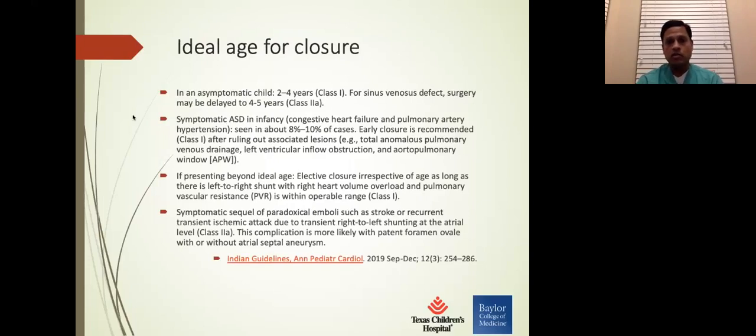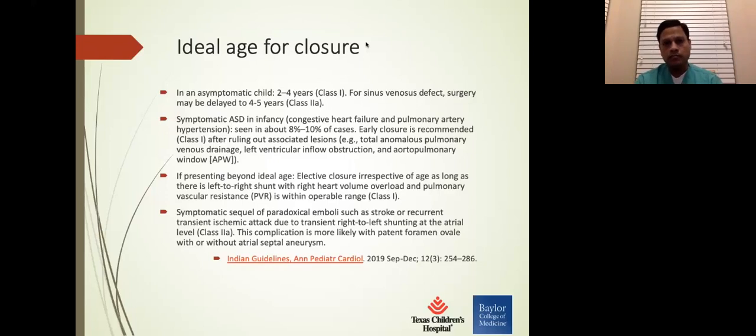and that is due to the fact that you need more tissue to mobilize if you have to do a Warden procedure, and again the baffle obstruction rates are much less if done in older children. If the patient is symptomatic even in infancy, which could happen in about 8 to 10% of cases, there are patients who could develop early pulmonary vascular disease or congestive heart failure. These are called malignant ASDs. In those patients, early closure is recommended after you rule out other associated lesions.